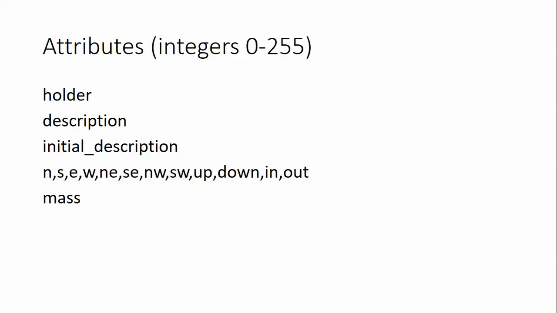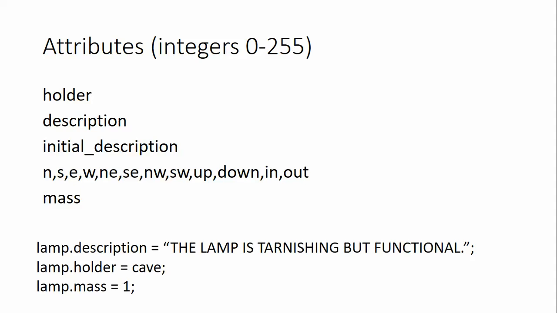In addition to attributes, we have properties. Oh, okay, sorry, here's an example. Let's say you have an object called lamp and you want to set its description to something new: the lamp is tarnished, but functional. Gotta fix that. So I could set this attribute to a string, I could set it to another room, I could set it to an integer, right? And this thing on the right side of the equal sign, it could be a string, a room number, or a room ID number.